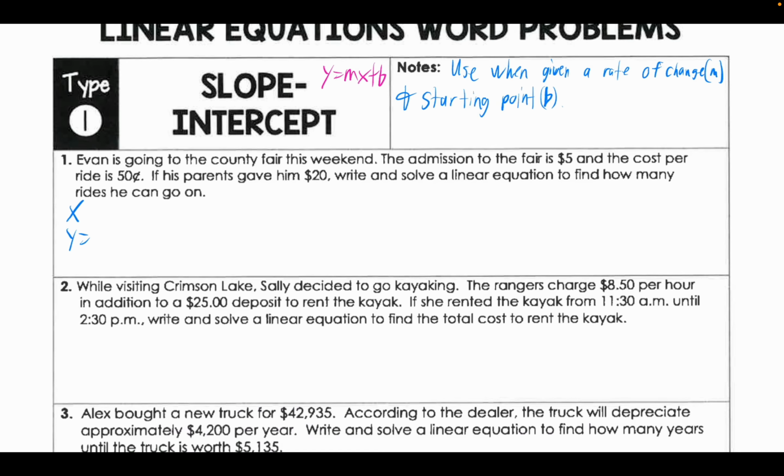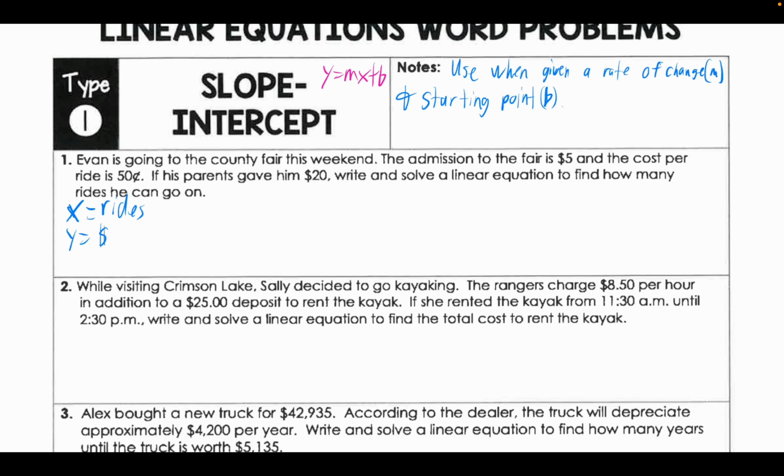I'm just going to call them x and y like we have been, where x is my independent variable and y is my dependent variable. And our two variables at play are how many rides he can go on, so we're trying to solve for, as well as the amount of money that it costs, because it's $5 to get in and 50 cents per ride, so it's something that can change depending on how many rides you do. So x is going to be the number of rides, while y is the money or the cost associated with the fare and with the admission and rides.